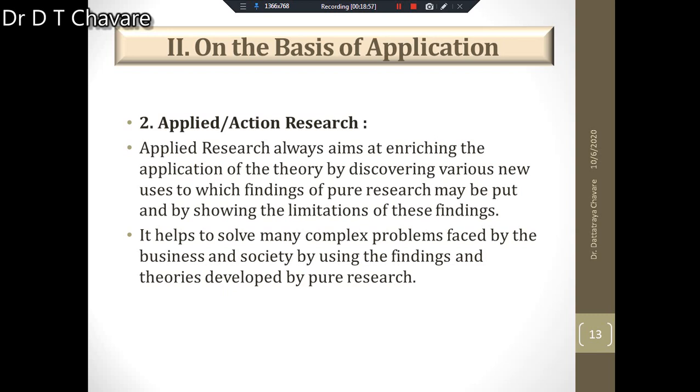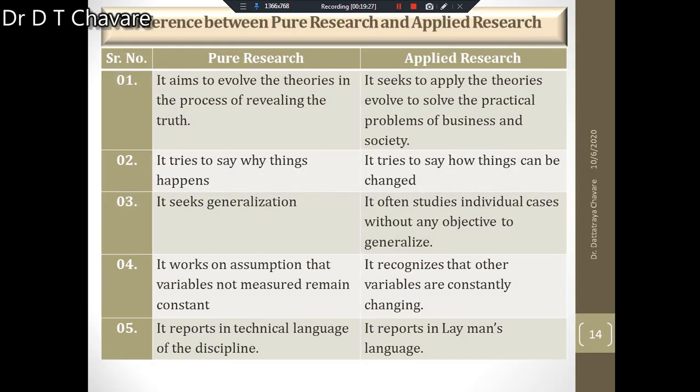It helps to solve many complex problems. Don't forget it. This research helps to solve many complex problems faced by the business and the society by using the findings and theories developed by pure research. It means that this type of research is useful for the society. Don't forget it. This research is also useful for business. Okay? And this research is called applied research or action research.